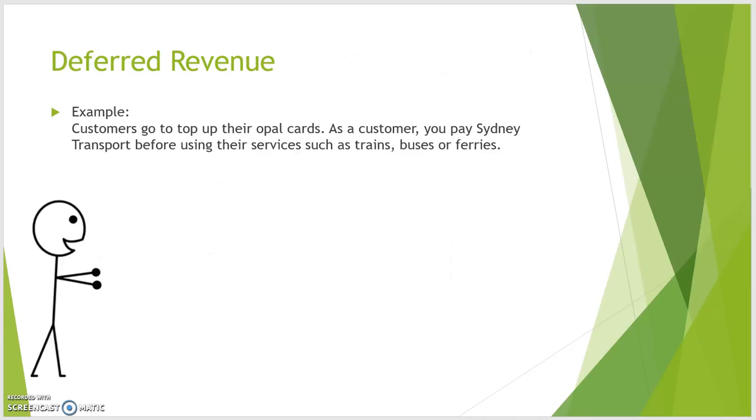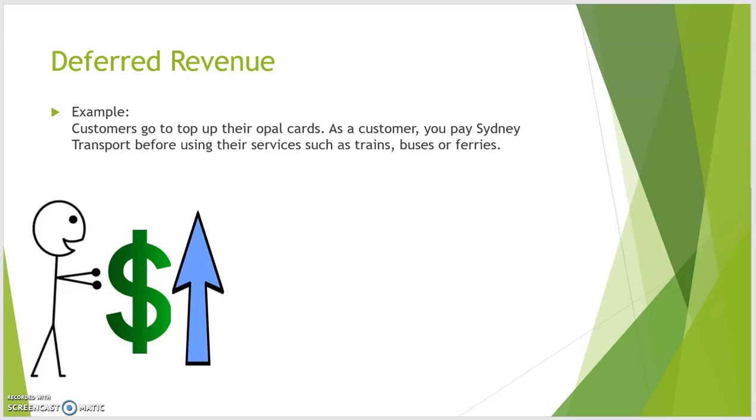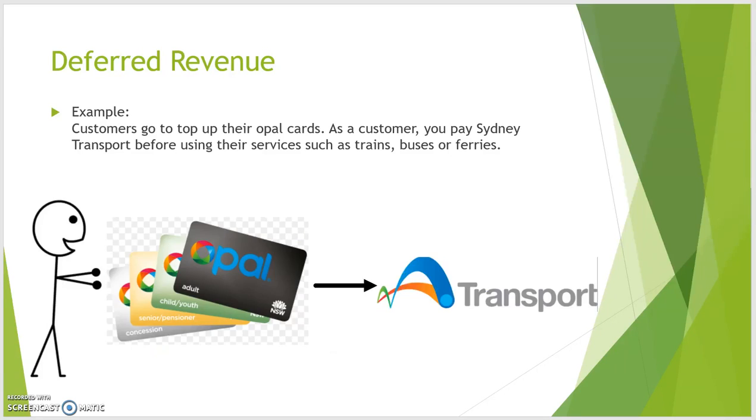A deferred revenue is when a company receives cash before they earn revenue. An example of this is when customers go to top up their Opal cards with cash. As a customer, you pay Sydney Transport before using their services such as trains, buses, or ferries.